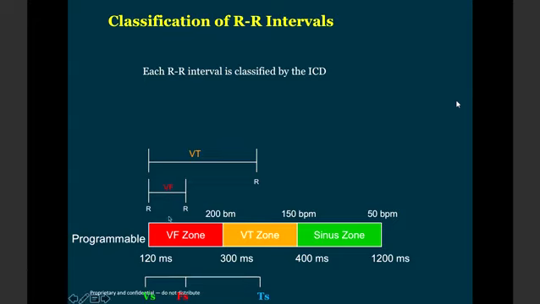Sorry. So if the rate is a little slower than the ventricular fibrillation but falls within the VT zone, it will be marked as a tachycardia sensing. TS stands for tachycardia.